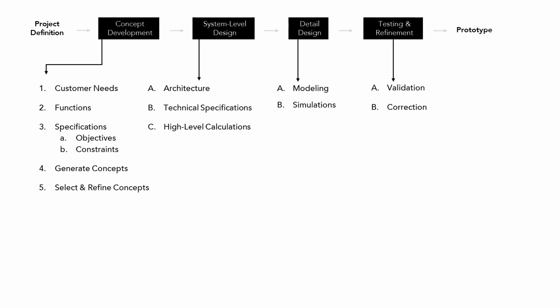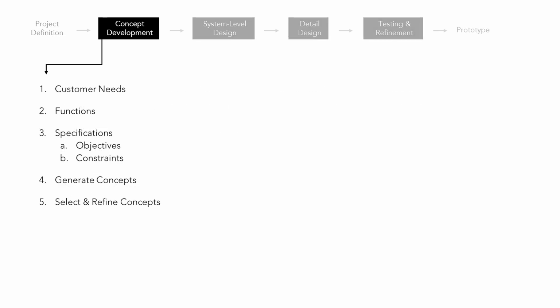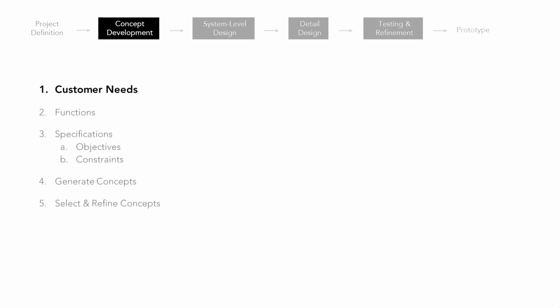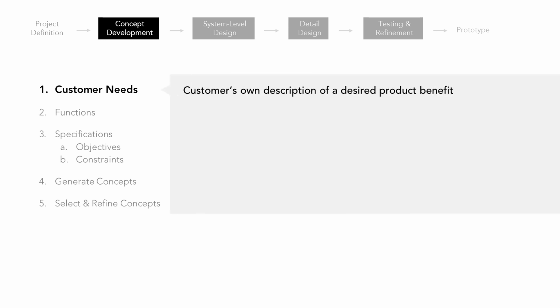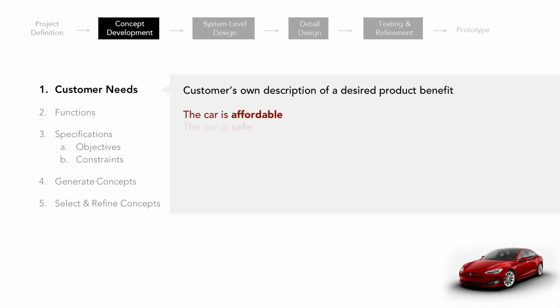Let's start with the first phase, concept development. This is mostly what you will do during APS 111 and 112. It starts with identifying the customer needs, which can be described as the customer's own description of a desired product benefit. So for instance, a Tesla owner could say, I love my Tesla because for me it is affordable, safe, and it has a great driving range.